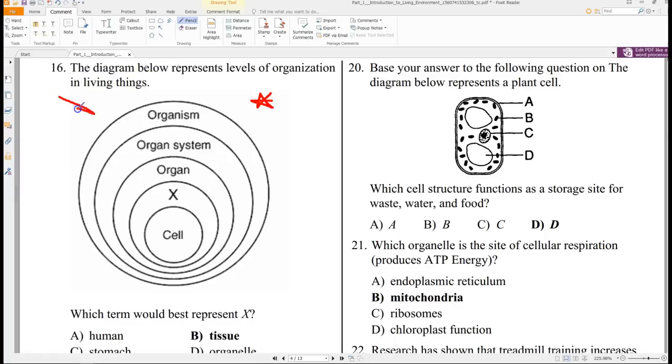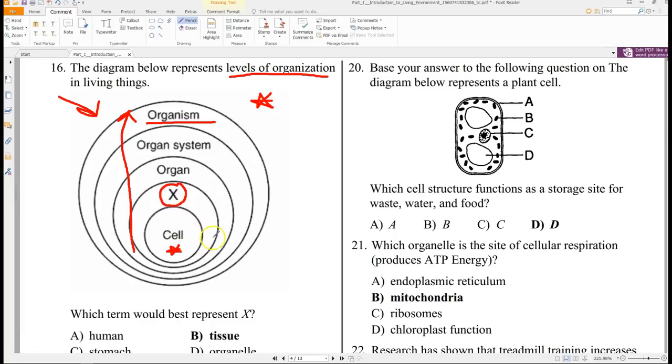You're definitely going to have a question asking about levels of organization. Again, still part of our introduction to living environment, to understanding life and life processes. So they want to ask for X. What can X be? From here we have the smallest level of organization, which is a cell, to the largest, which is organism. You know that all living things are made up of cells.